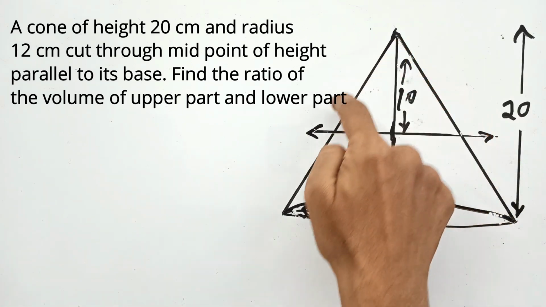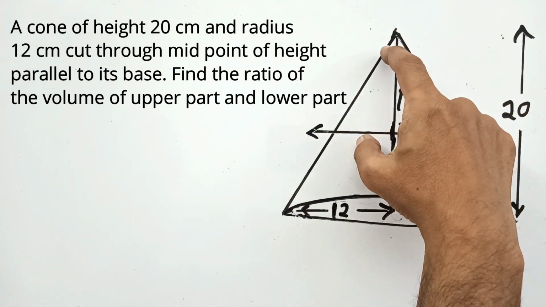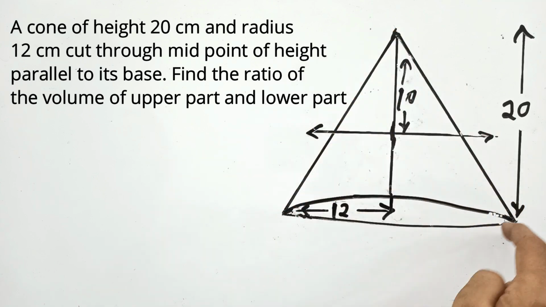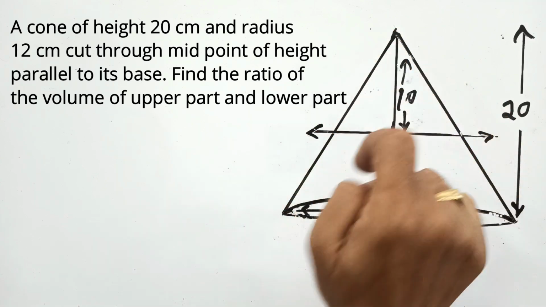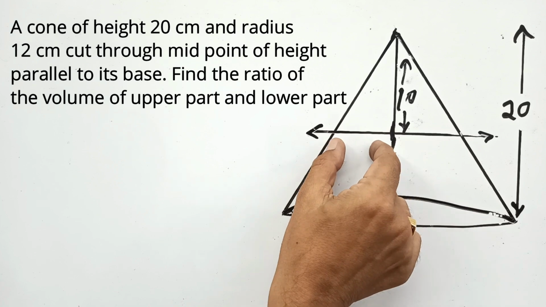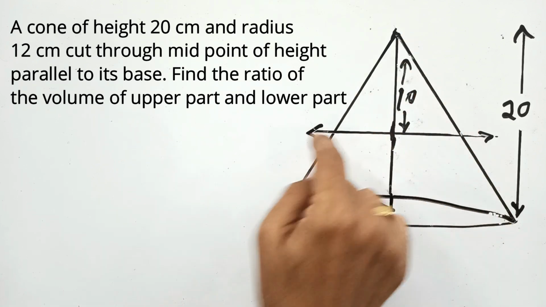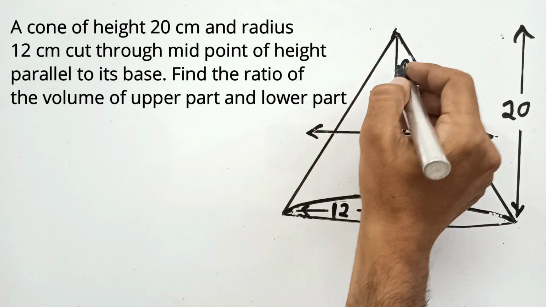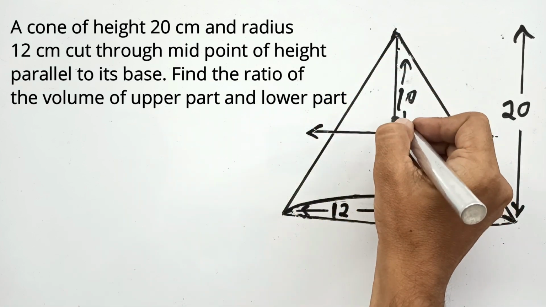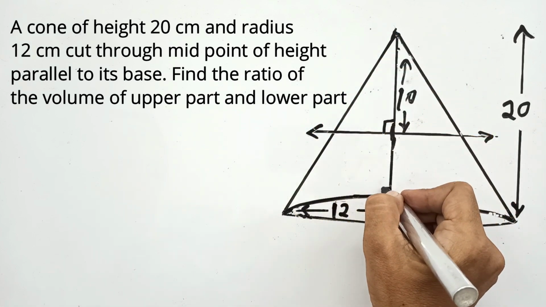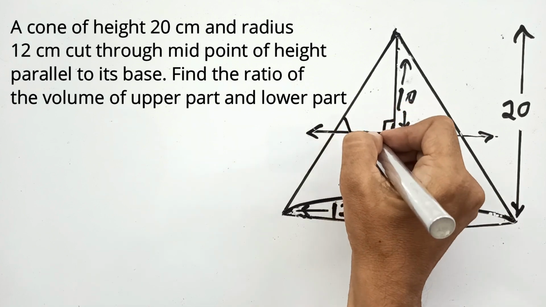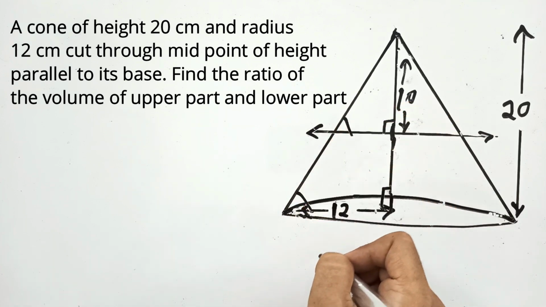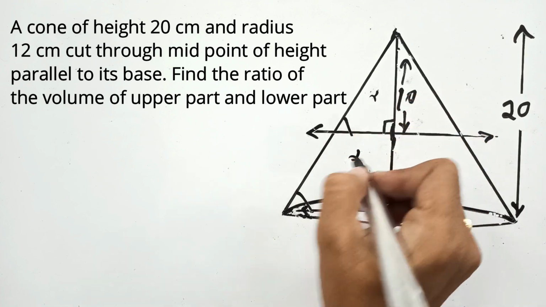Now see, the upper part is in the form of a cone, so the volume will be very easy to find, and the lower part we'll find out by the volume of this bigger cone minus the smaller cone. So first of all, let us find out the radius of this upper cone using the similar triangle property. See, this bigger triangle and this smaller triangle are similar because this is 90, this is 90, and this is parallel. So these are corresponding angles. So these two triangles are similar.